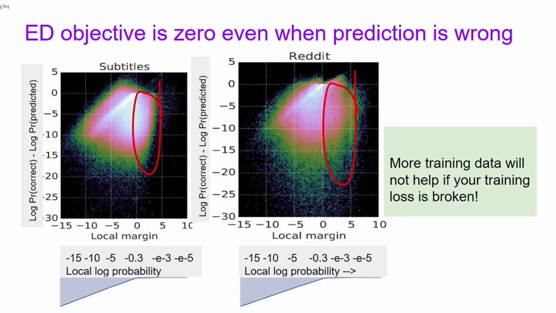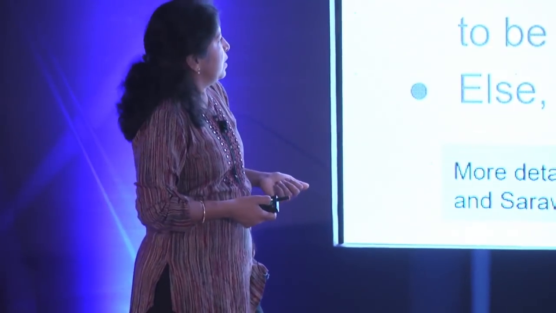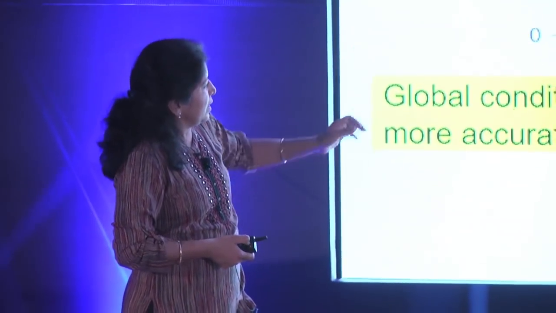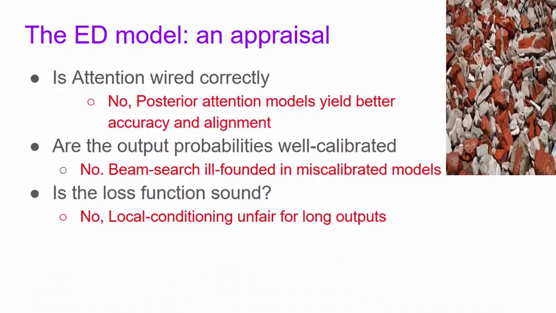And when the loss is tending towards 0, you have a huge region where the margin is negative, that is, the correct sequence has not been separated from the incorrect sequence. We show this over 2 data sets. And for the conversation task, we were able to propose a fix, which is to not use local conditioning, and use global conditioning. That will not work when you have to generate sequences on the fly. And this chart shows how that fix improves the model.